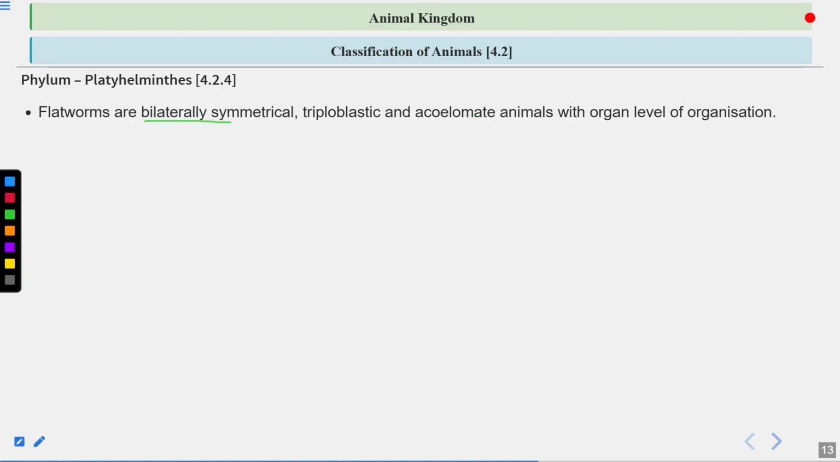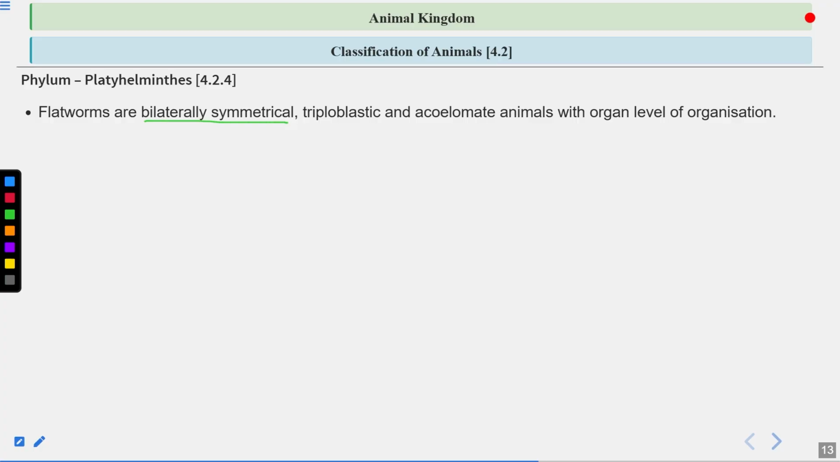Flatworms are bilaterally symmetrical. If you divide the organism, it can be divided into two equal halves, left half and right half. Bilaterally symmetrical. Leech is not a platyhelminth. Leech comes under Annelida. We will see that when we study Annelida. So they are bilaterally symmetrical, and you can divide the organism into two equal halves, left half and right half.